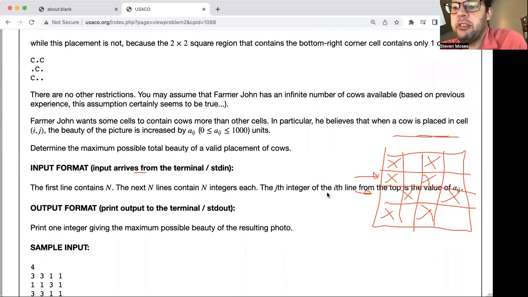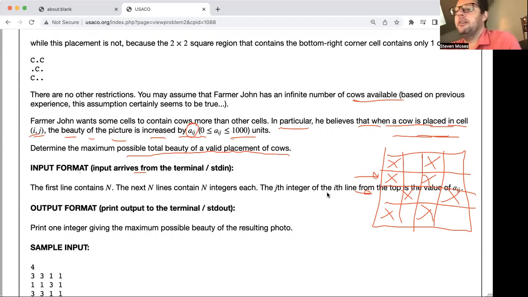So there are no other restrictions. You may assume that Farmer John has an infinite number of cows available based on previous experience. This assumption certainly seems to be true. Infinite number of cows, right? Okay, Farmer John wants some cells to contain cows more than other cells. In particular, he believes that when a cow is placed in cell (i, j), the beauty of the picture is increased by a_ij, where that's between 0 and 1,000 units. Determine the maximum possible total beauty of a valid placement of cows.